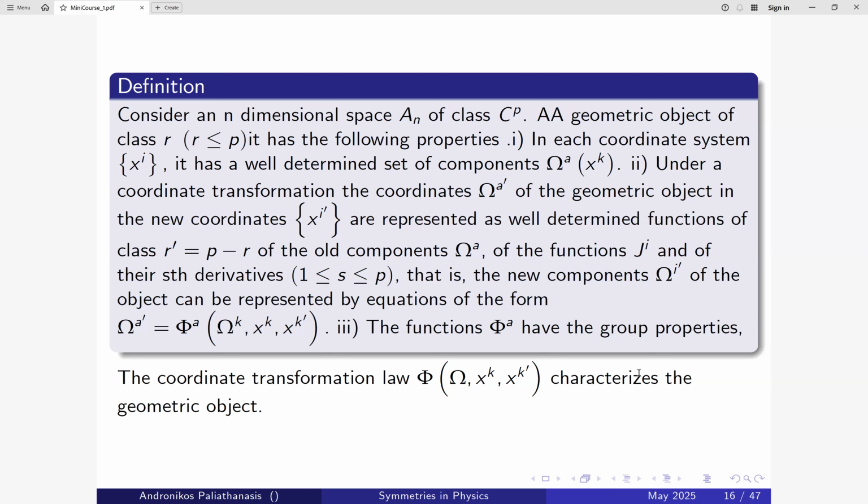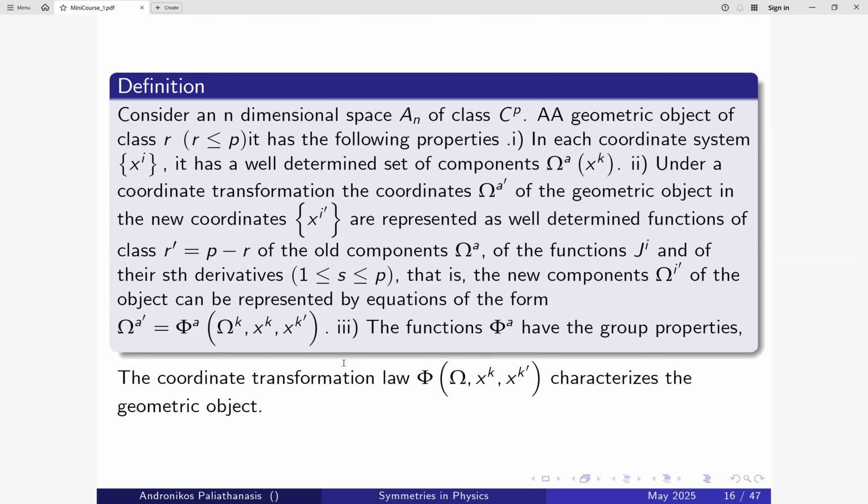Now, under the coordinate transformation, the components of the geometric object in the new coordinates are represented as well-determined functions of class R prime, where R prime equals R minus 1, of the old components and of the derivatives, that is, the new components omega prime of the object can be represented by equations of this form. The function capital phi is a map that relates the geometric object omega with value at the point p with the geometric object omega prime with values at the point p prime. So the map phi has the group properties.